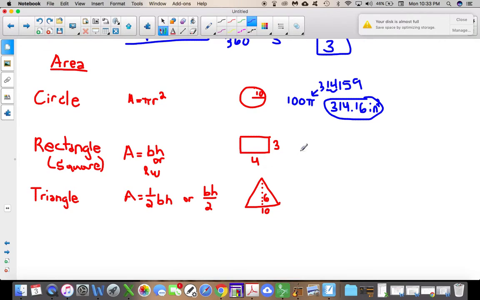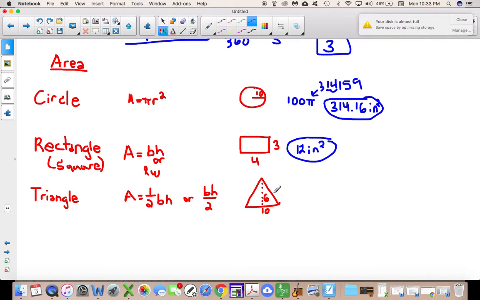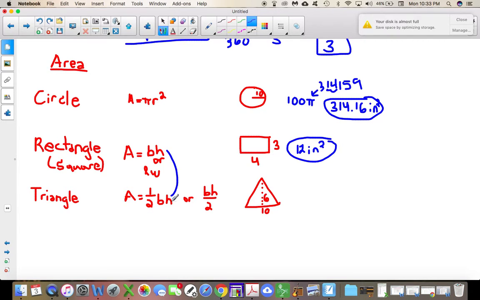Rectangle, base times height, 3 times 4 is 12, and that is it. Inches squared. And then last, for area of a triangle. The reason why it's 1/2 base times height, if you notice these kind of go together, base times height, but this is half of it. If I were to make this into a rectangle, this triangle is half of what the rectangle would be. So I do 6 times 10, and I can divide that by 2. 6 times 10 is 60, divided by 2 is 30, and that's 30 inches squared, or whatever my units are.